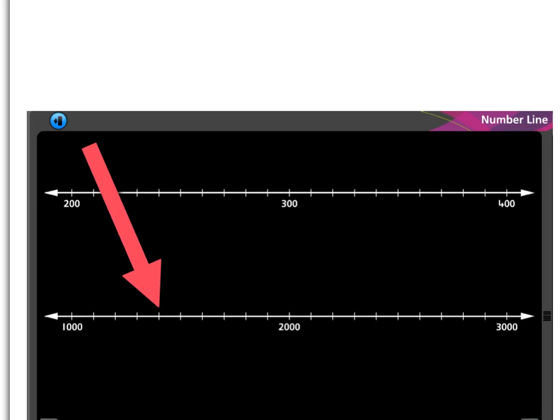So how about if we get a little arrow and try and find out what that mark there is worth. Let's see. 1,000, 1,100, 1,200, 1,300, 1,400. Let's write that down here. 1,400 on my number line.